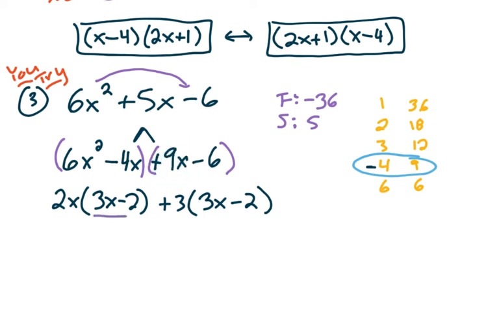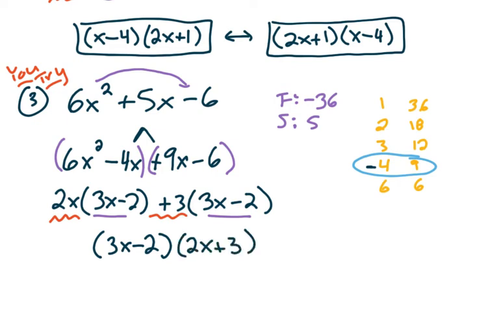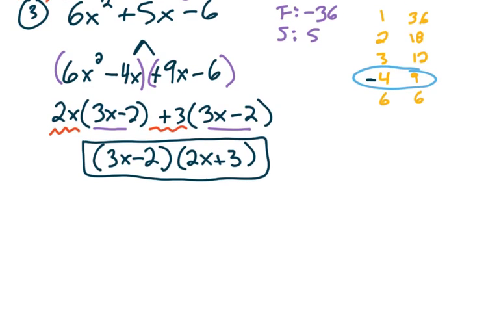So then what we're going to do is factor out this 3x minus 2, which becomes our first parenthesis of our answer. And when we factor that out, we're left with a 2x plus 3. All right, I've got 2 more for today.